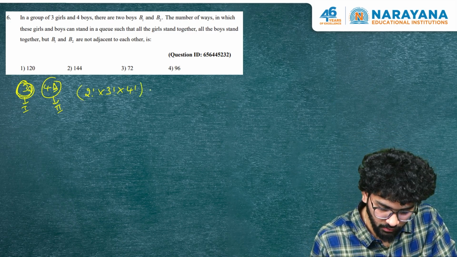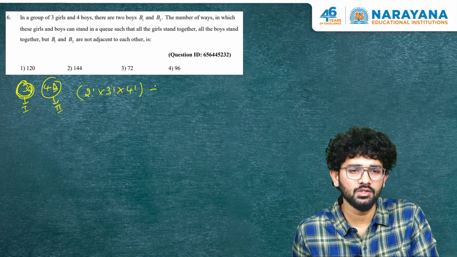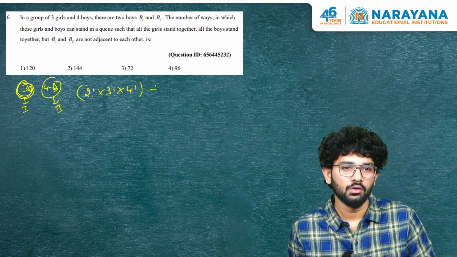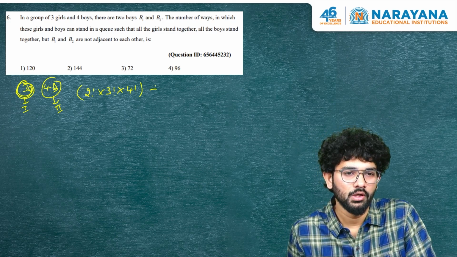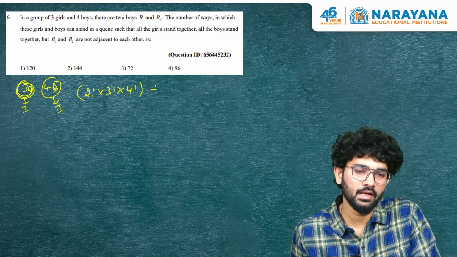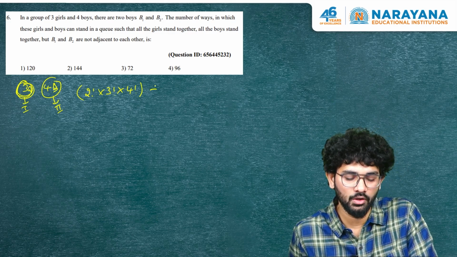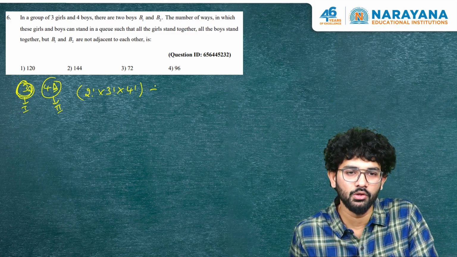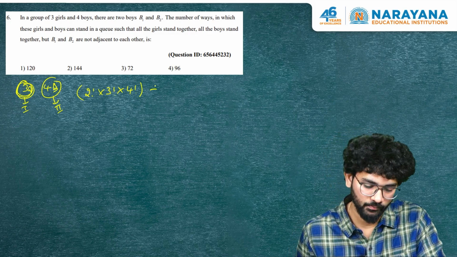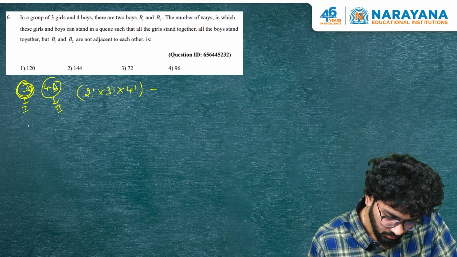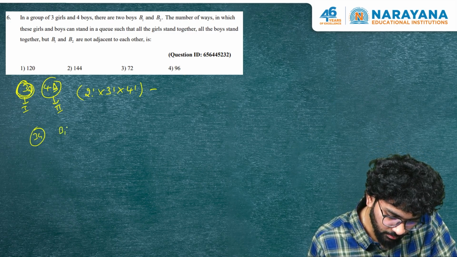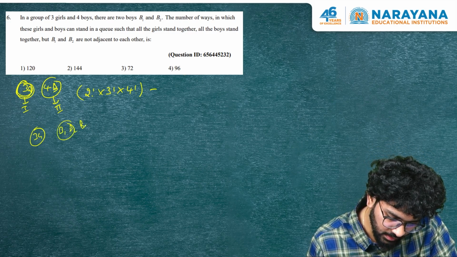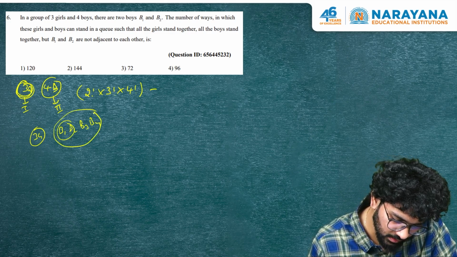Now from this total ways, I will subtract the ways in which the boys B1 and B2 are together. We don't want boys B1 and B2 adjacent. So we'll take their adjacent case and subtract it from these ways, then you will get the required number of ways in which B1 and B2 are not adjacent to each other. So now the 3 girls will be one group, and the boys B1 and B2 as one group, B3, B4, this entire thing as one group.